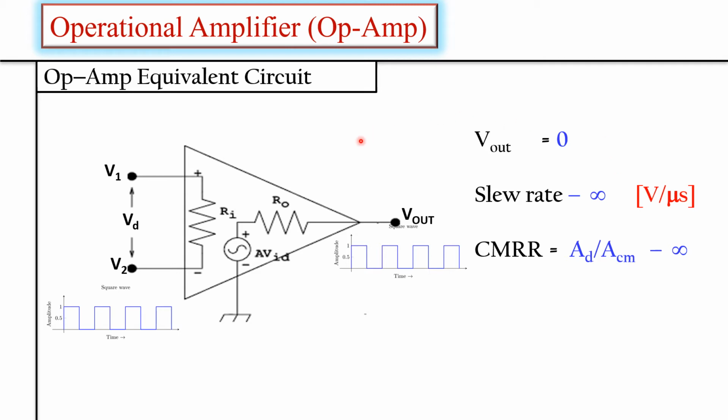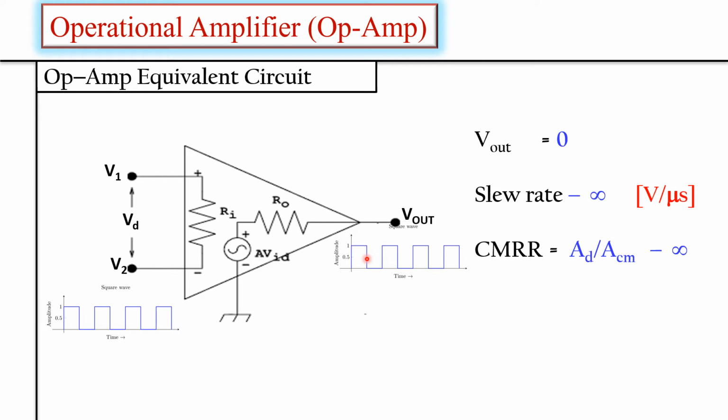Now apart from these characteristics, there are a few more characteristics of the ideal op-amp, that is slew rate and common mode rejection ratio. We will see more about these different characteristics in detail in the next lecture. But let us see the basics of them. In a simple way, slew rate is basically how fast the op-amp is able to reach its final value.